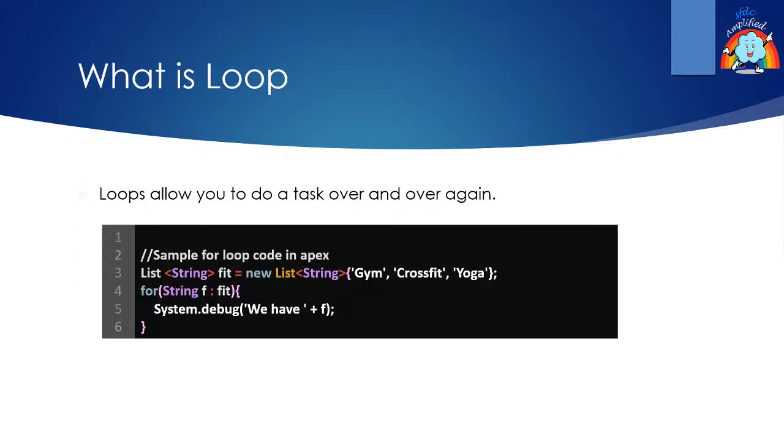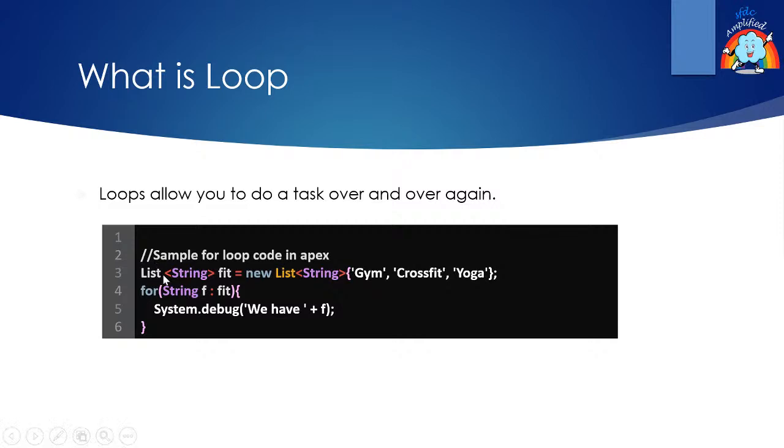So let's understand what a loop is. Basically, loops allow us to do a task over and over again. If you see here, it's a simple Apex code. Here we want to print the list of strings. So there is gym, CrossFit, yoga, and then we want to iterate over them and keep on printing them.